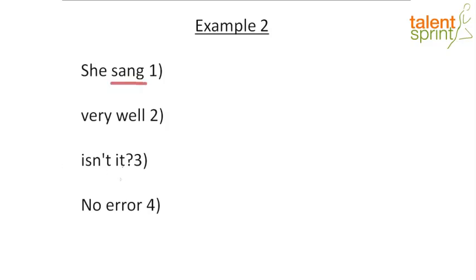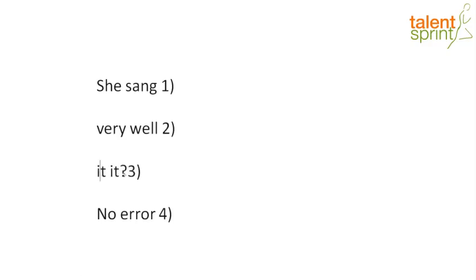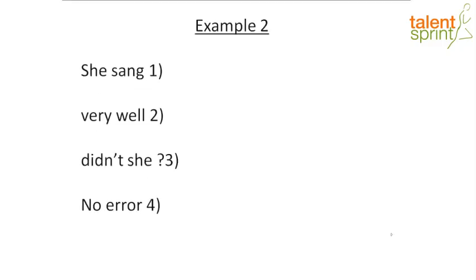Again, we have to bring in the subject. It's not it, we're talking about this girl, she. So let's go ahead and make that change. The error again is in part 3. She sang very well, didn't she? Are you following? So we've applied one other rule that we looked at. When there is no helping verb, the verb that you will feed in will be do. Let's move on to our next example.